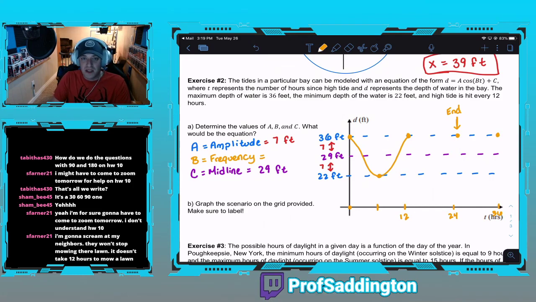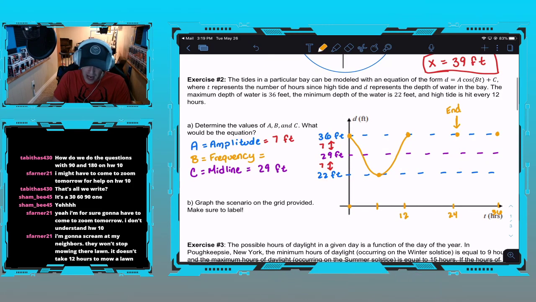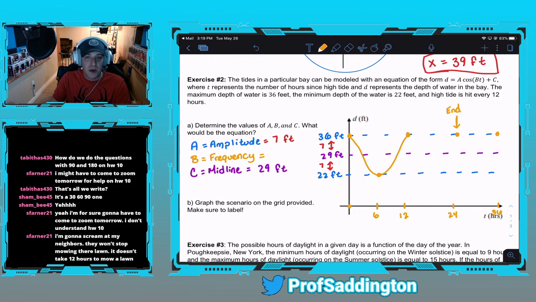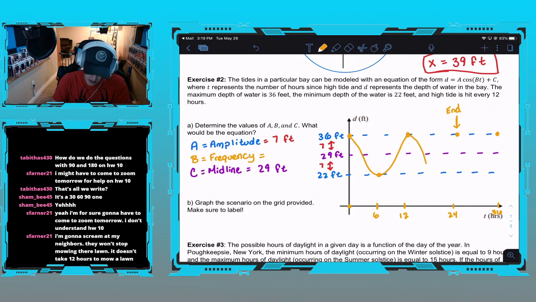it's every 12 hours it's at high tide. So that means half of that should be at its low tide. And it's just going to keep repeating this every single 12 hours. So now, once again, it's going to go down to its lowest mark. And then it's going to go back up.